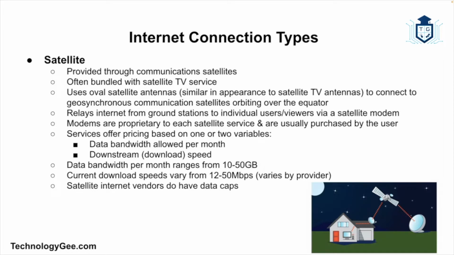Satellite internet services offer pricing based on one or two variables, and that is data bandwidth allowed per month and the downstream or download speed. Data bandwidth per month ranges from 10 to as high as 100 gigabytes. And current download speeds may vary from 12 to 50 megabits per second. Satellite internet vendors do have data caps. And due to the extra time involved in relaying signals from a ground base to a satellite and back to the individual user, satellite internet services are a poor choice for gaming or voice over IP services.